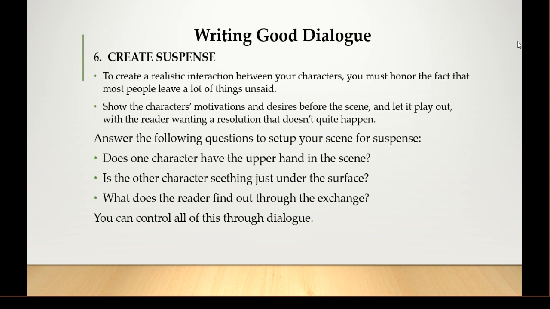So you can show the characters' motivations and desires before the scene, and then let it play out using the dialogue, with the reader or the audience wanting a resolution that doesn't quite happen yet. So you just give them a little bit at a time and write the dialogue so that you're giving out just the right amount of information, not revealing too much, but enough to create tension and leaving the audience wanting more.